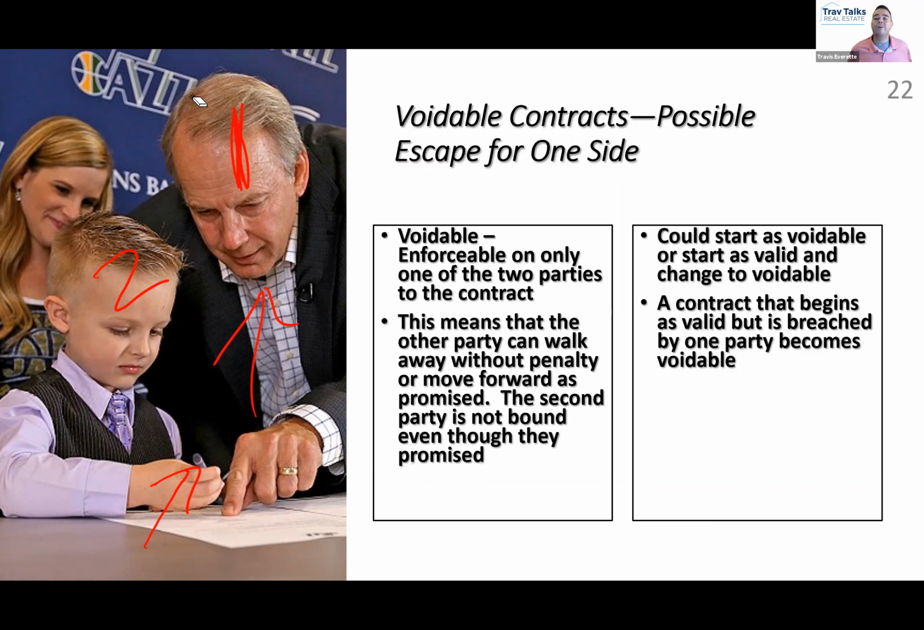The buyer is not obligated to follow their promises because even though it started as a valid contract, the minute the seller breached their promises, they released the buyer from all of their promises. So promises made by the buyer are no longer enforceable. Therefore, the contract is voidable.